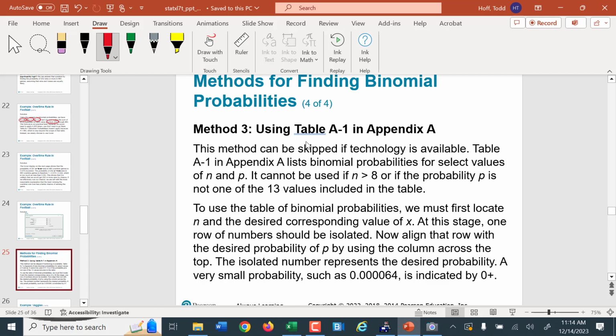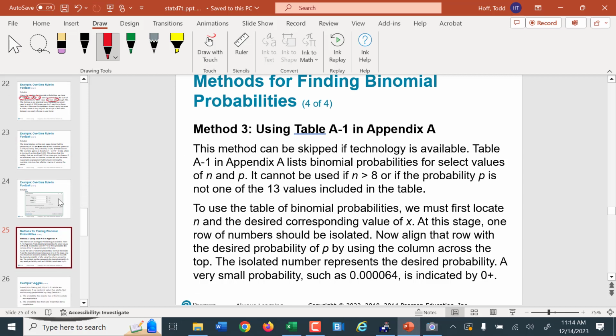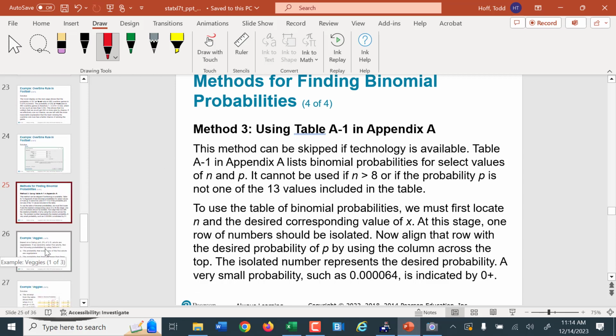If you don't have technology, you can always use the table in the appendices. I'm not going to go over the appendix table because we all have Excel available. So we are not going to use that function. Especially when there's 460 items available. The table in the appendix does not go up to an n of 460 anyway.